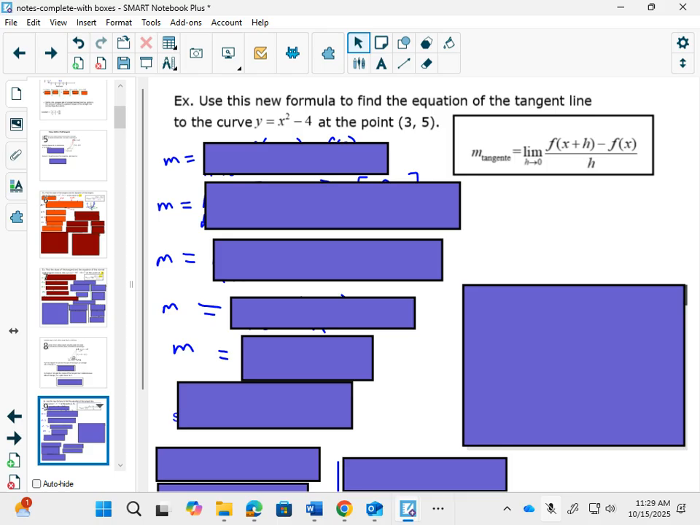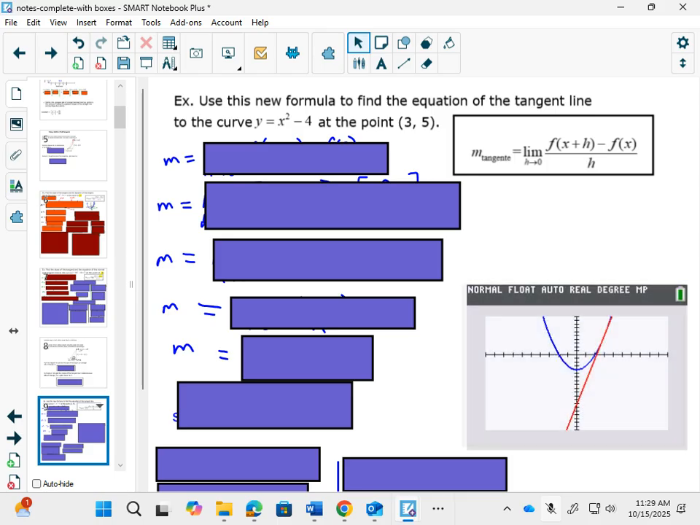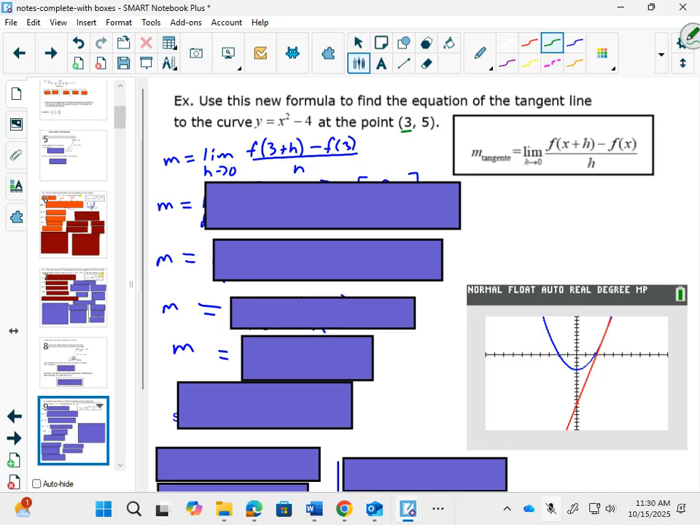So now we have y equals x squared minus 4. So we look at a picture of what's happening here. There's x squared minus 4. And at the point 3 comma 5, we want to find the slope of that tangent line. So it's going to be the limit as h goes to 0, and we have f of x plus h minus f of x, and our x value is 3.